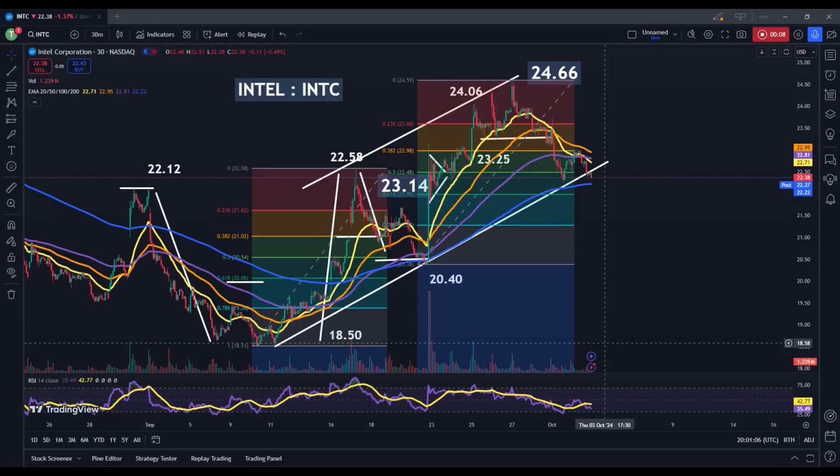Here is the current stock market update for Intel Corporation, stock ticker INTC.